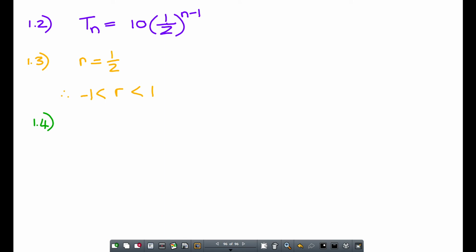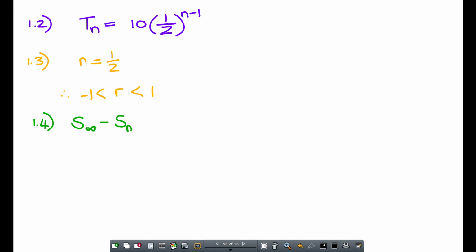Okay, dan 1.4. It says, determine the sum of infinity minus the sum of n in the form AB to the power of n, where the sum of n is the sum of the first n terms of the sequence. Okay? Bepaal nou vir my hierdie, waar die som van n, die som van die eerste n terme van die ry is.